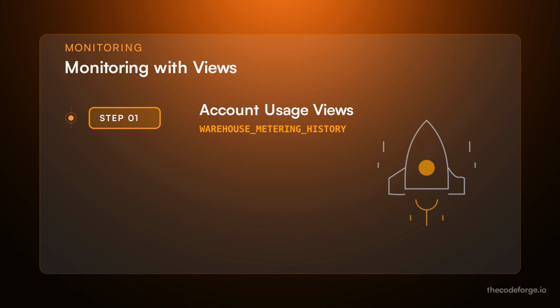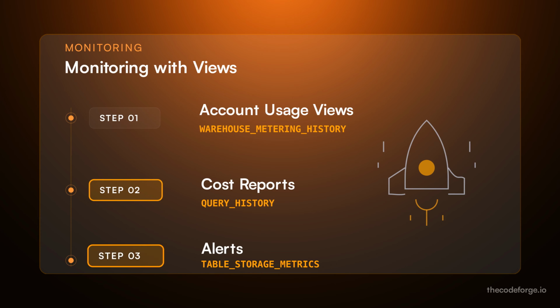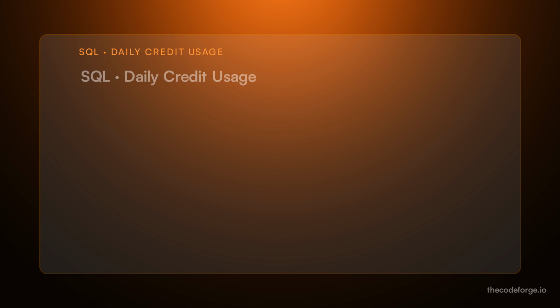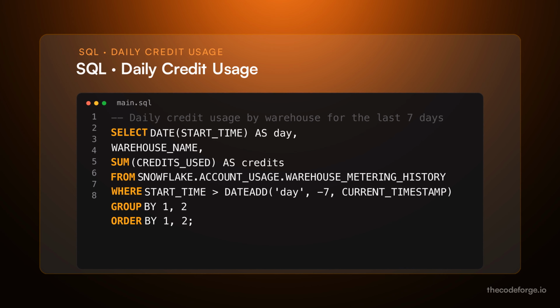Snowflake provides account usage views for monitoring, including warehouse metering, query history, and table storage metrics. Use them to generate cost reports and set up alerts for unusual spikes. This query uses DATEADD to show daily credit consumption per warehouse for the last 7 days. Use it to identify trends and anomalies.